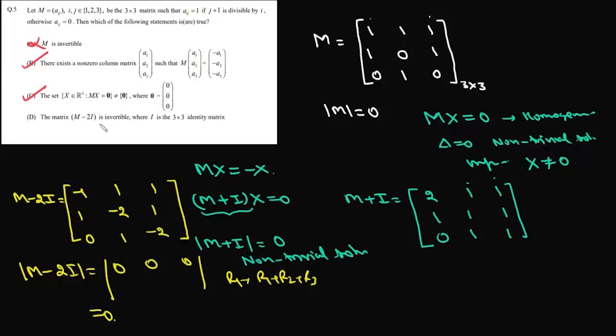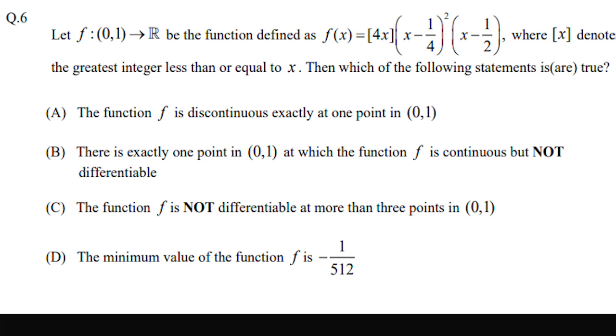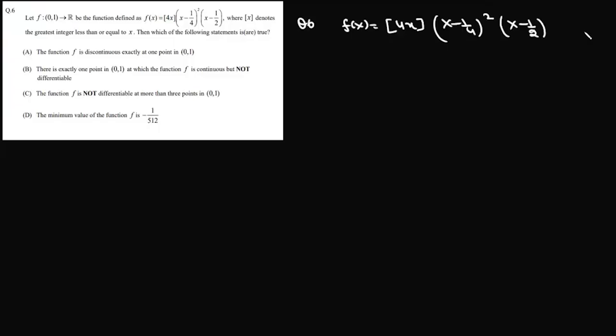So this matrix M minus 2I is non-invertible. That means option D is incorrect. So the correct options are B and C. Now in question number 6, we are given this function f, which is defined on 0 to 1, and we have defined this function as f(x) equals the greatest integer function of 4x, times (x minus 1 by 4) square, times (x minus 1 by 2). Now this is defined between 0 to 1.